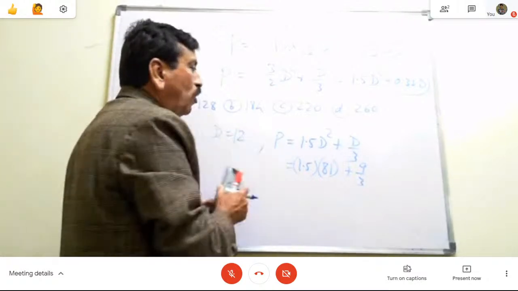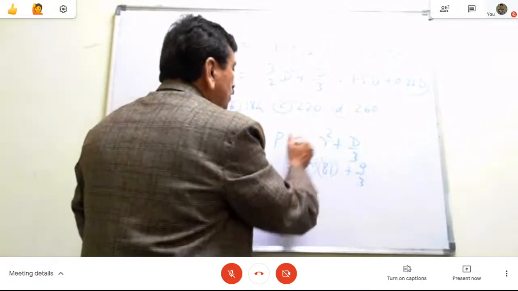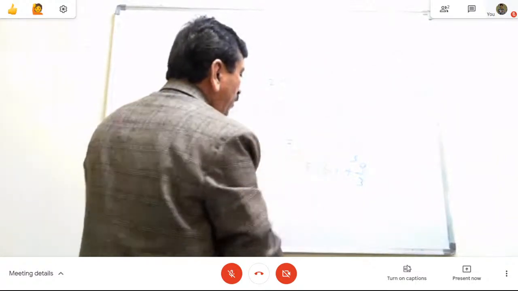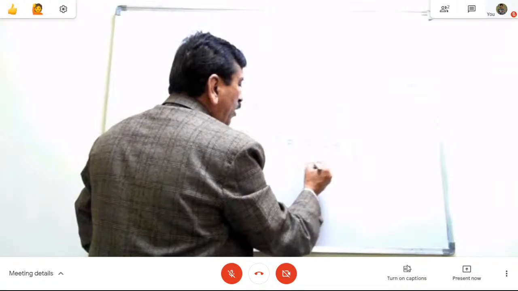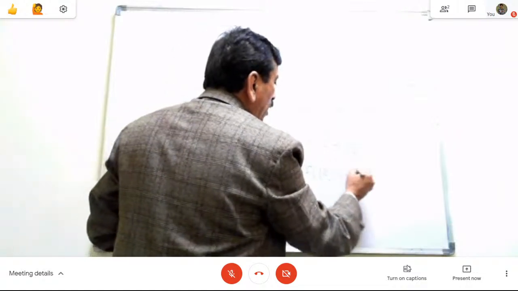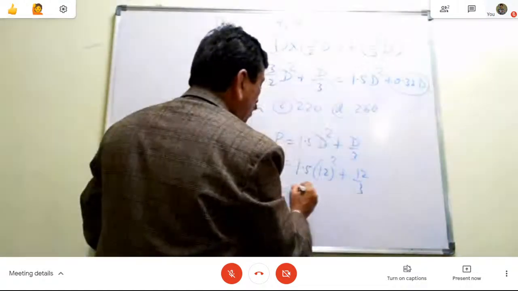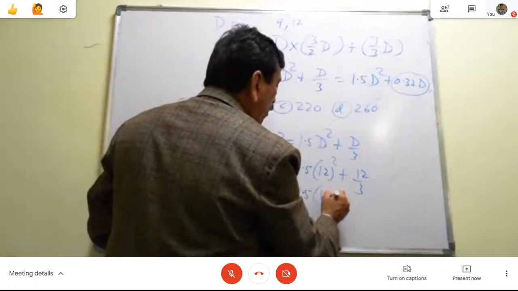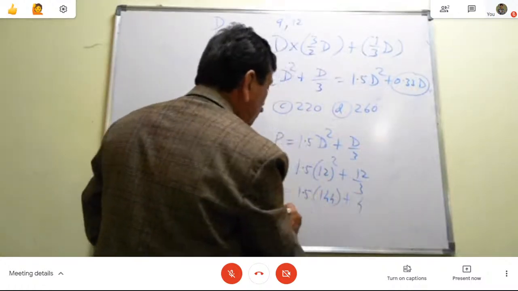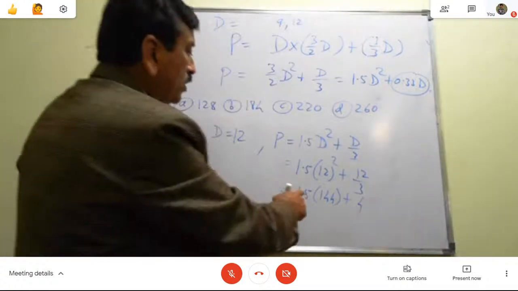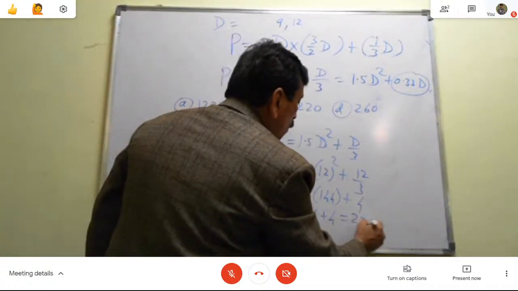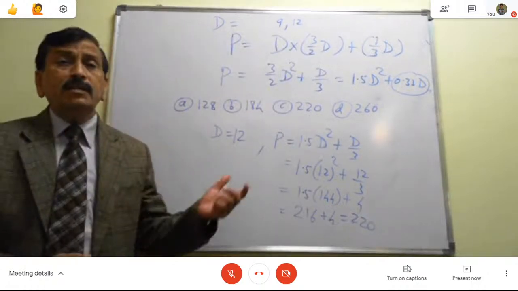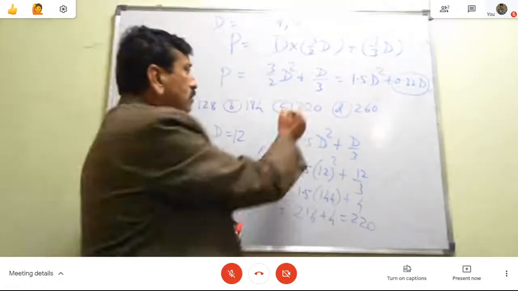Suppose we take D is equal to 12. 1.5 D square will remain as it is. If I take D is equal to 12, I get 1.5 into 12 square plus 12 by 3. So it is 1.5 into 144 plus 4. So this will become 216 plus 4, 220. That means we converge at the option.